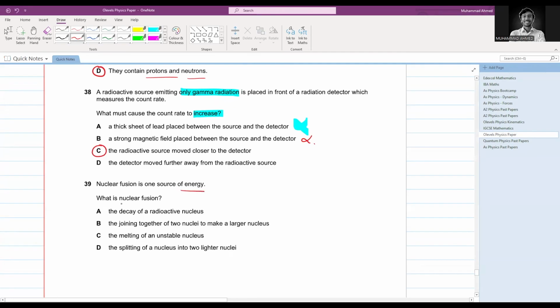Nuclear fusion is one source of energy. What is nuclear fusion? The decay of a radioactive nucleus? The joining together of two nuclei to make a larger nucleus. Yes. Nuclear fusion, as the name suggests, is the fusing of two nuclei. This occurs mainly in the sun and stars. B is your answer. Let's further move ahead.